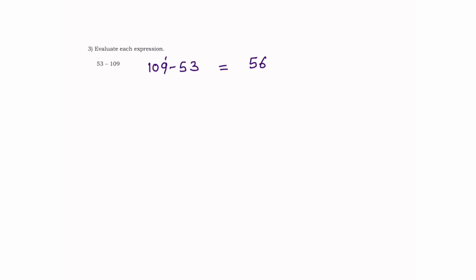Here, how do we do this? 9 minus 3 gives us 6 here. And then it's 10 here, and minus 5 gives us 5 over here. Okay, so that's how you can solve these questions. And here it's minus, so we are going to put a minus sign here. So this is also done.